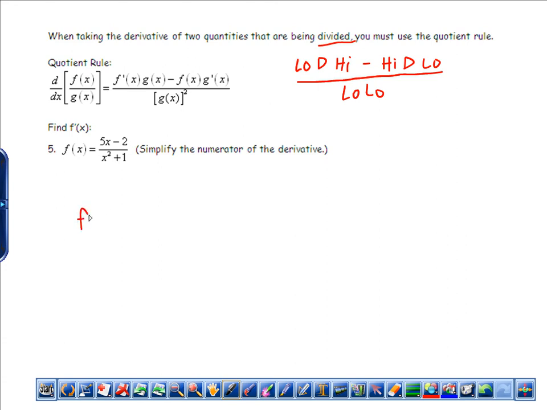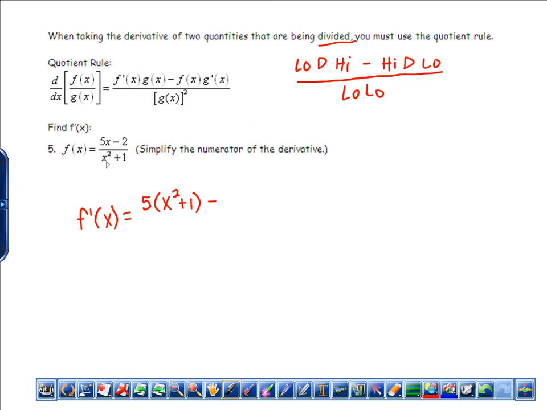Okay, so now let's do this with this first function. Let's find f prime of x. It does say to simplify the numerator of the derivative, so since it says it, we will need to do it. All right, so first we need to do the derivative of the top, the numerator, times the denominator. So the derivative of the numerator is 5. The denominator is going to be x squared plus 1. All right, minus.